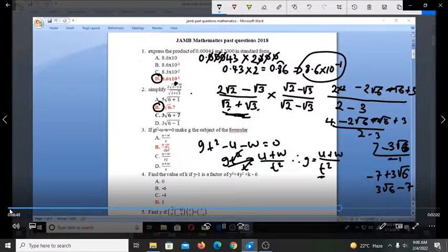So here you have U plus minus W. This is actually supposed to be plus W all over T squared, making B this answer.